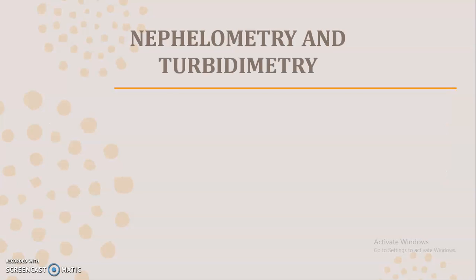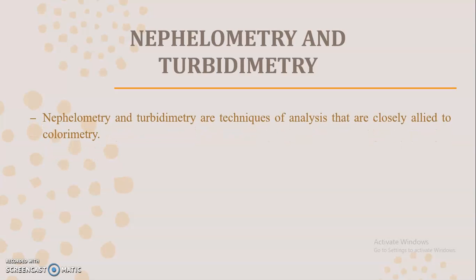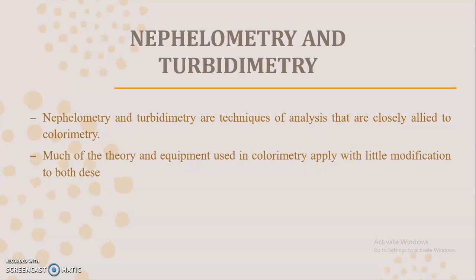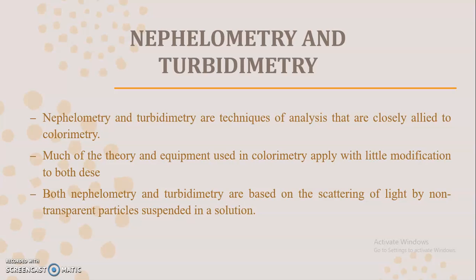Now, what is the meaning of nephelometry and turbidimetry? Nephelometry and turbidimetry are techniques of analysis that are closely related to colorimetry. Much of the theory and equipment used in colorimetry is applicable to both nephelometry and turbidimetry with slight modification. Both are based upon the scattering of light by non-transparent particles suspended in the solution. Means both techniques are related to scattering of light.